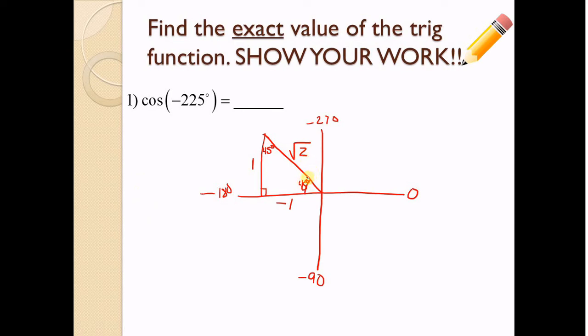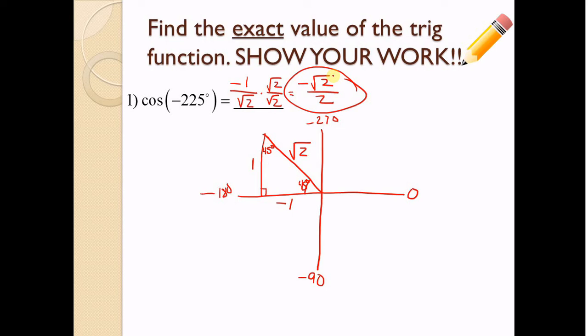So then a cosine is adjacent over hypotenuse. So adjacent would be negative 1, and my hypotenuse would be the square root of 2. So negative 1 over the square root of 2. Well, got to rationalize that denominator, right? So I get negative square root of 2 over 2. And then I'm done.